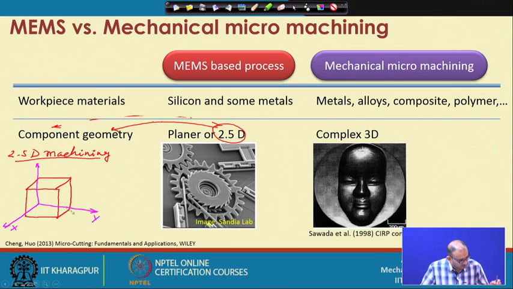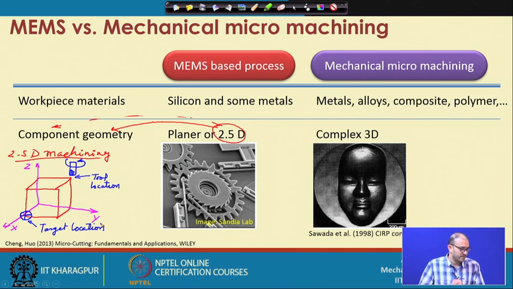So, this is consider x direction, y direction and z direction. Now, consider your tool is located here. So, this is your tool, it is rotating and it is at this location, and you want to go to this location. This is the tool, and this is the target location. Now, there are many ways by which you can go to that location. So, our tool will directly go from here to here or it will go in this direction. So, first let us see what is 2.5D machining.